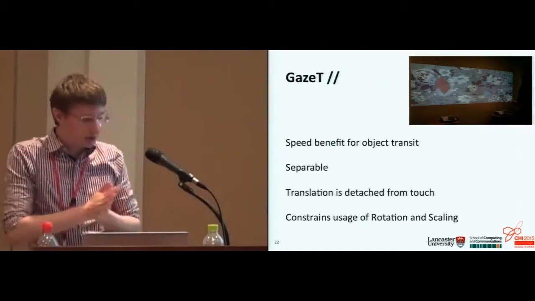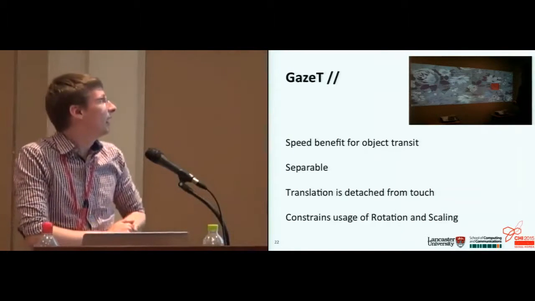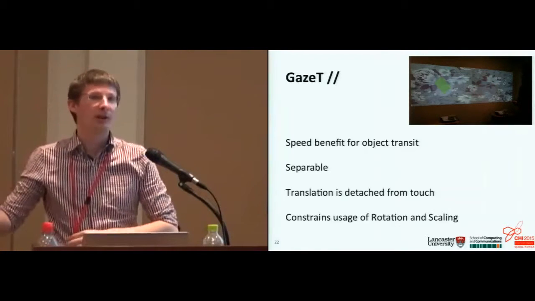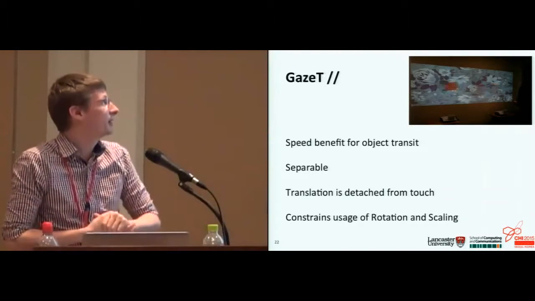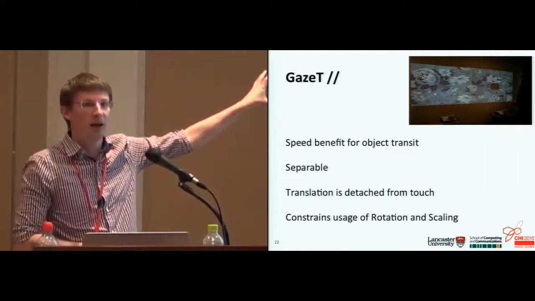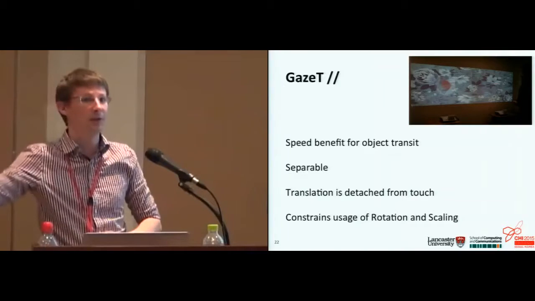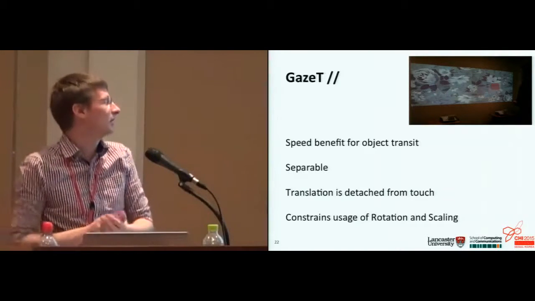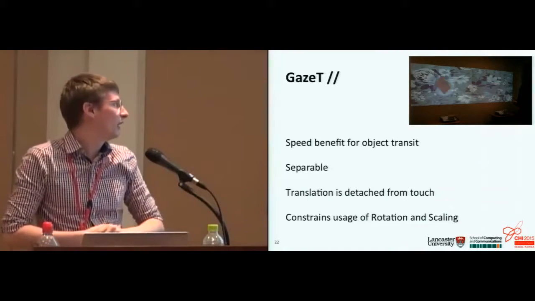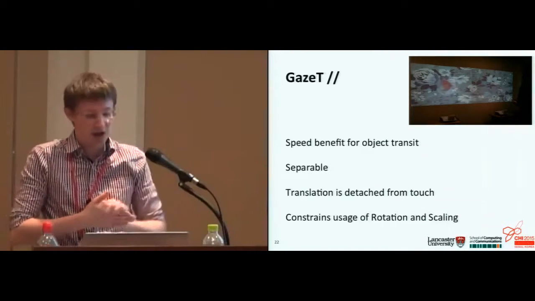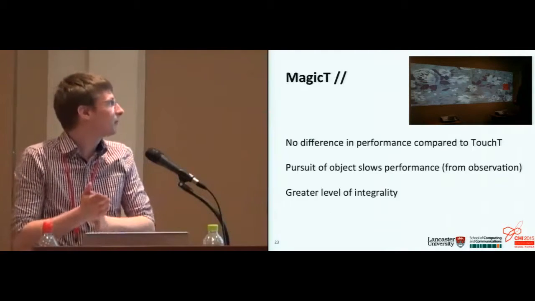For the gaze translation, and if you remember, this is the one where the object locks onto the eyes. There was clearly a speed benefit for the object transit part of this interaction. So for moving objects on the screen, then this was clearly fast. But it was largely a separable task. And so the gaze part happened, and then the rotate and scale part happened after the object had moved to the end. They weren't performed concurrently. And so we sort of said that this kind of constrained the use of rotation and scaling. So they weren't performed at the same time as the translation.